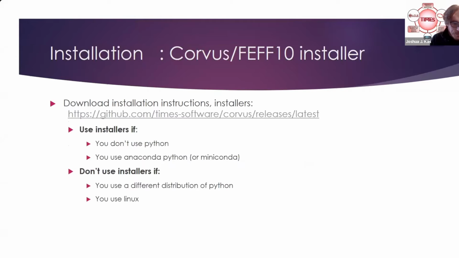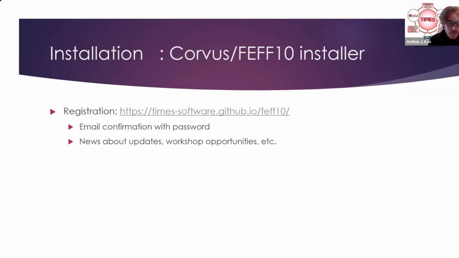Okay, so if you need to download it, you can go to the website here, which is in the chat a little bit earlier if you scroll up. It's Times Software, github.com/times-software/Corvus/releases/latest. And there are instructions there with all of the details of all this stuff if you need it. Once you start downloading and installing that, it's going to install FEFF. And when it starts doing that, it's going to ask you for a password and tell you to go register if you haven't already. You can always just enter the password if you've already registered. And if you haven't, then you can go to the registration page.